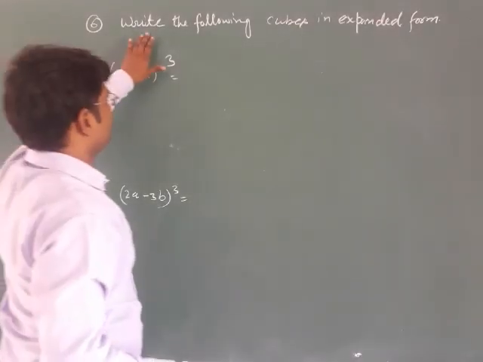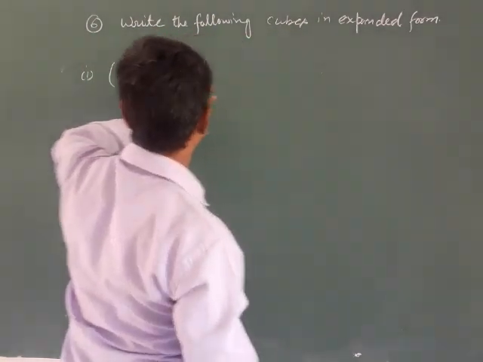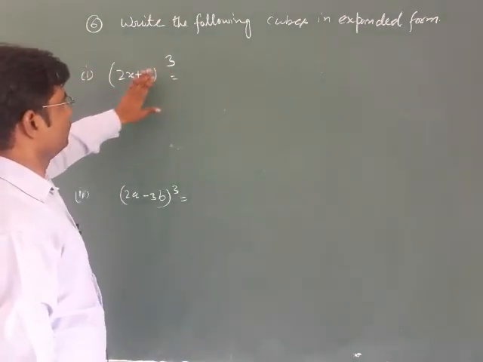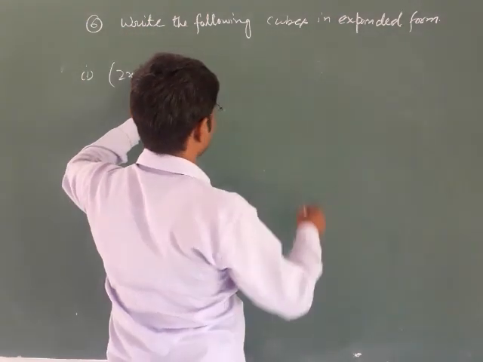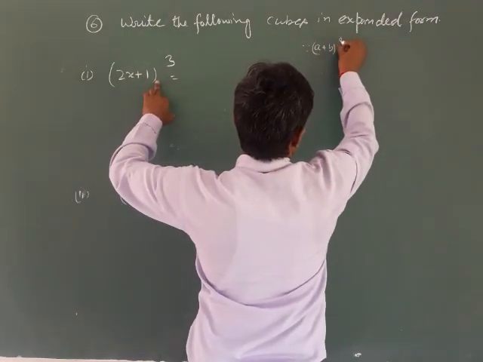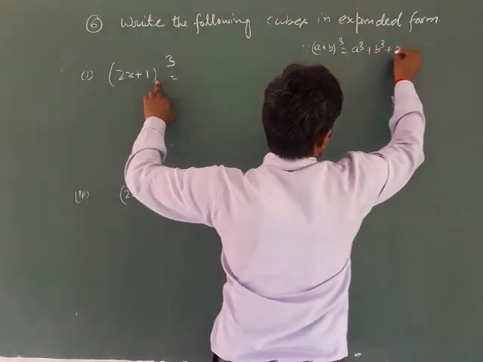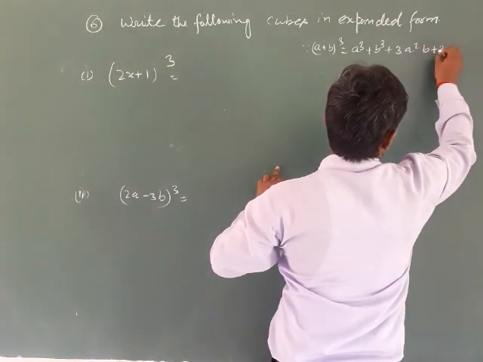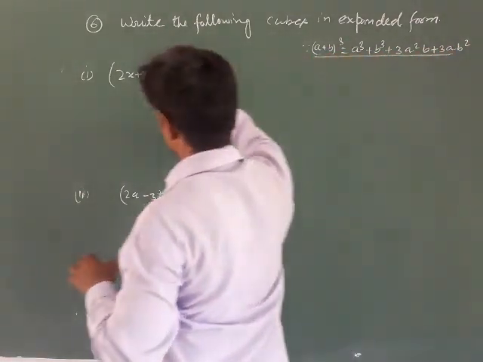Question number 6. Write the following cubes in expanded form. First part, (2x plus 1) whole cube. So use the identity (a plus b) whole cube equals a cube plus b cube plus 3a square b plus 3ab square. So use this identity here.